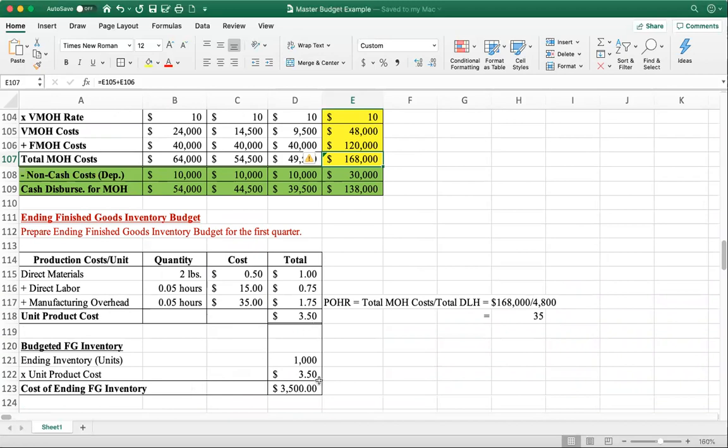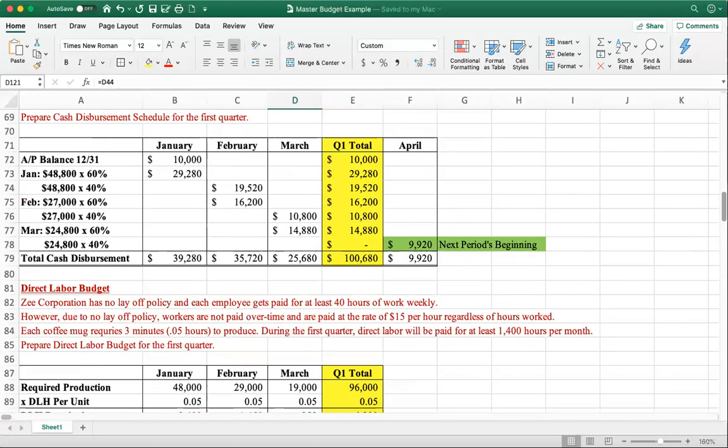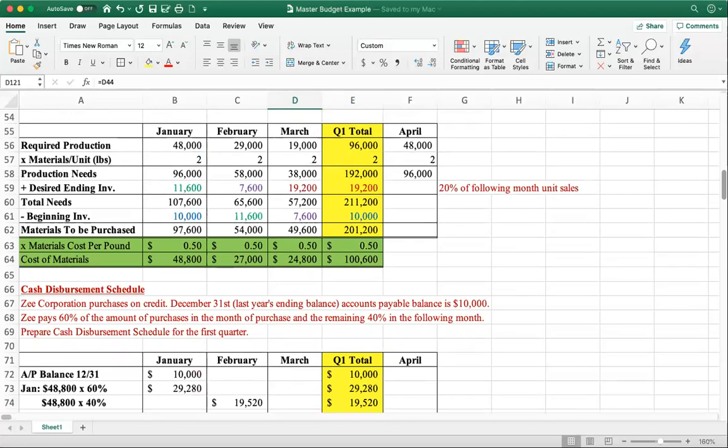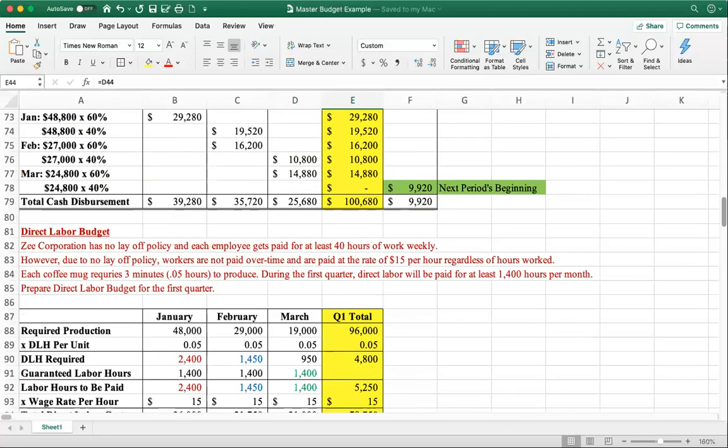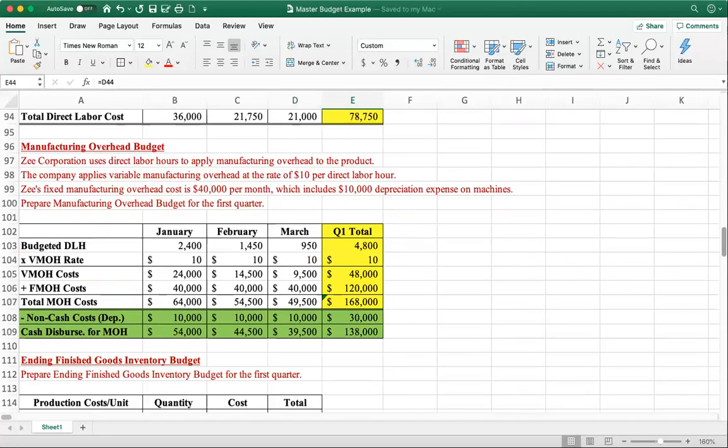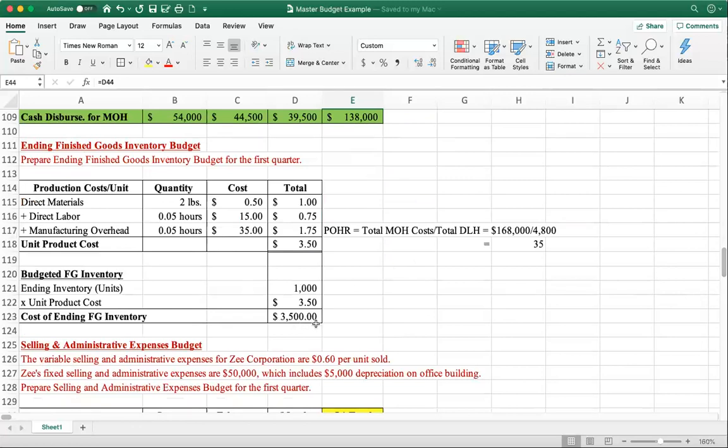We multiply the unit cost by the ending inventory to calculate the ending inventory cost. So the ending finished goods inventory is 1,000 units that can be seen in your production budget. So production budget shows you right here that the ending inventory for March or ending inventory for the quarter is 1,000. So 1,000 units is your ending inventory. We have used this to calculate our finished goods inventory, or the cost of ending finished goods inventory is 3,500.